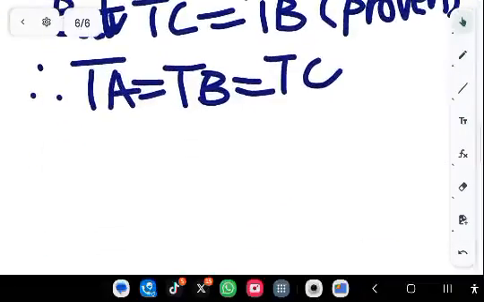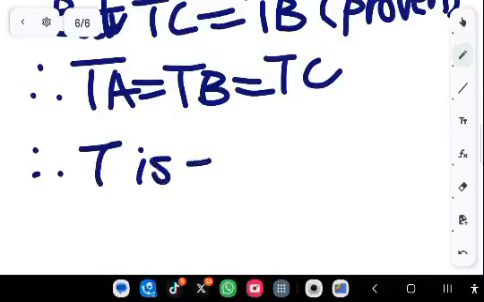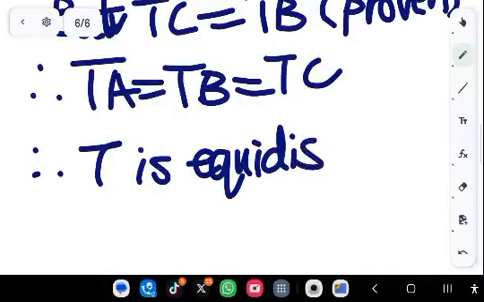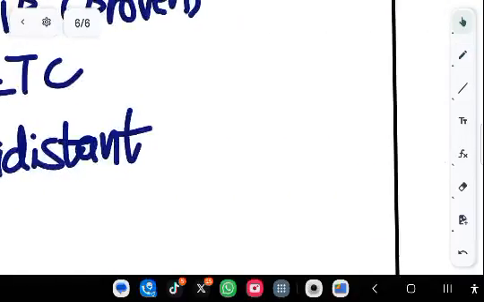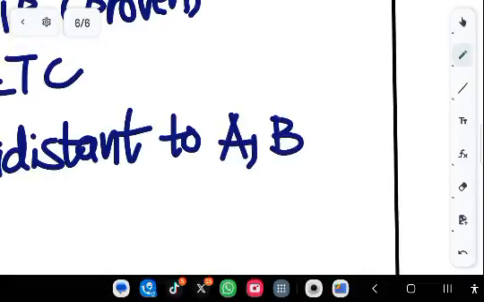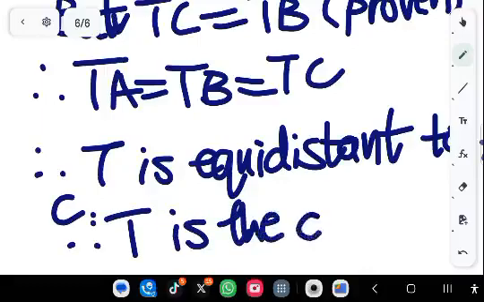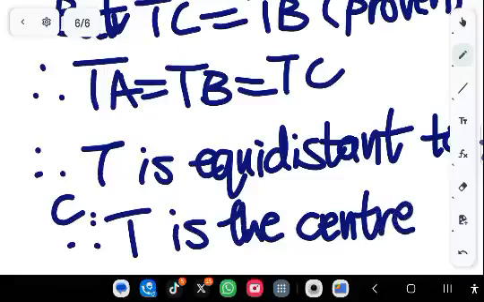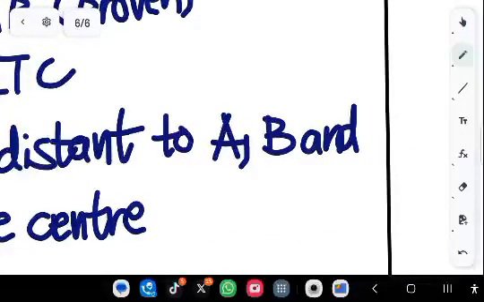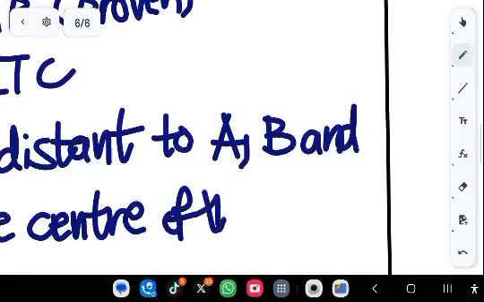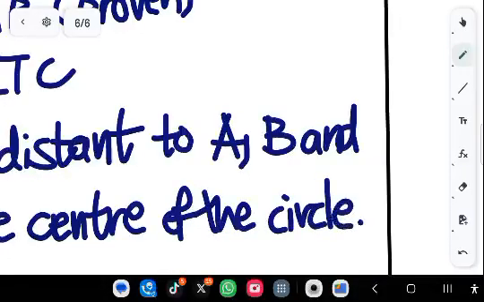Therefore, T is equidistant from A, B, and C. Meaning that therefore T is the center of the circle. The center is the point that is equidistant to every point on the circle. And that is how you prove that.